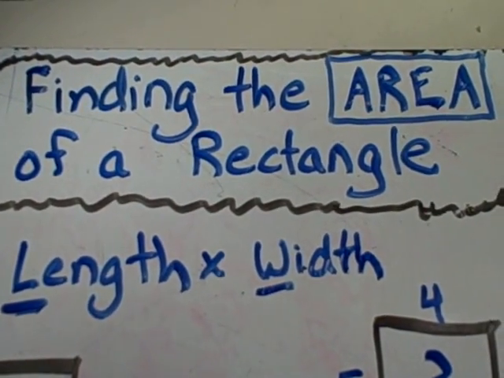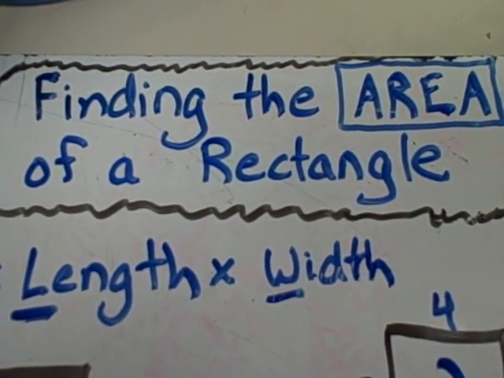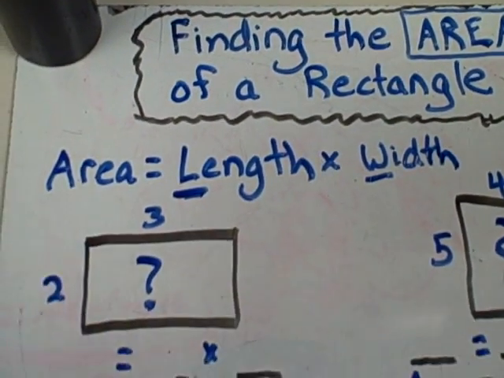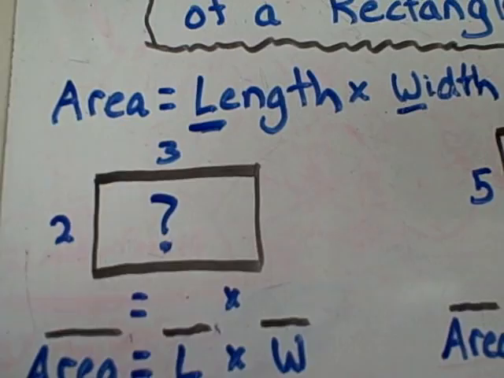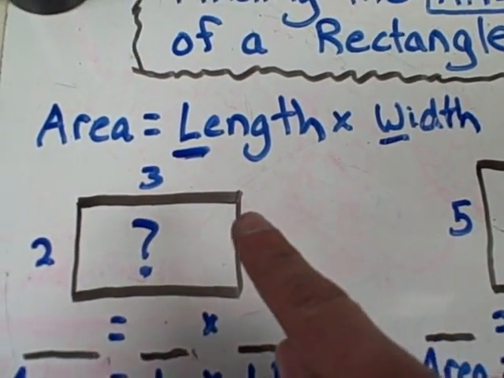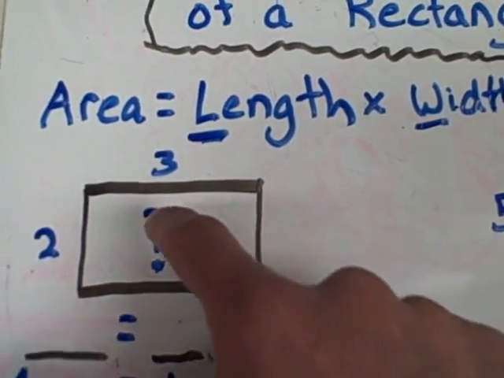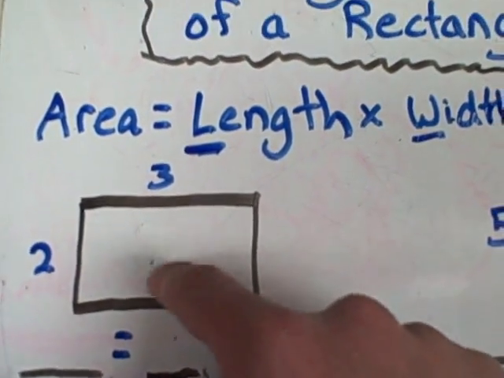So today we're going to find the area of a rectangle using the formula length times width. Here's a rectangle. The length is 3 and the width is 2. In order to find the area, all we have to do is multiply length times width.